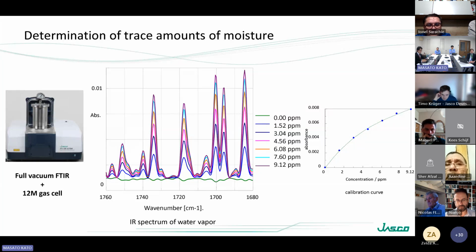Determination of trace amounts of moisture. An advantage of gas sample measurement is that the atmosphere is not measured. When used to measure trace amounts of moisture and carbon dioxide in gases, as shown in the spectrum, it is possible to quantify to the several hundred ppb level.